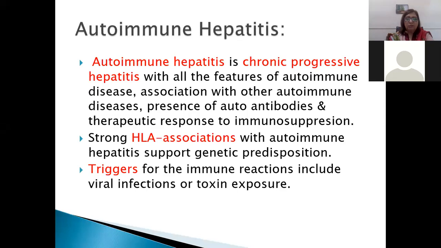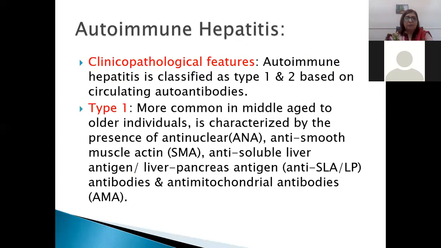In autoimmune hepatitis, I told you there are 2 types, type 1 and type 2. Type 1 is mostly seen in older individuals, especially in middle age or older, and 4 kinds of autoantibodies are present: anti-nuclear antibodies, anti-smooth muscle actin antibodies, anti-soluble liver antigen or liver pancreas antigen antibodies, and antibodies directed against the mitochondria, anti-mitochondrial antibodies. These are present in type 1.